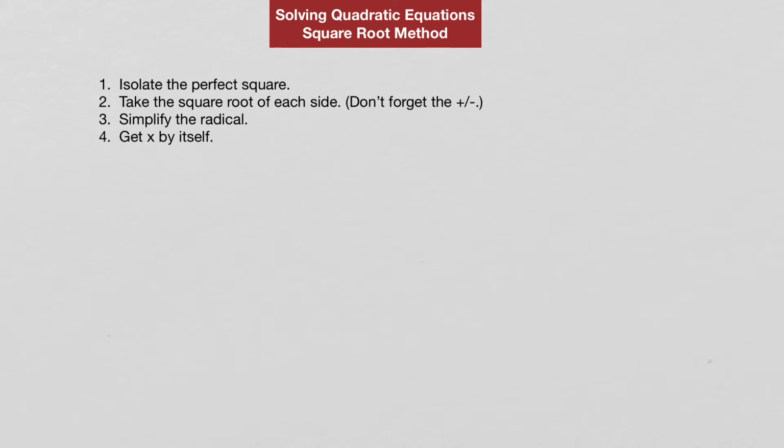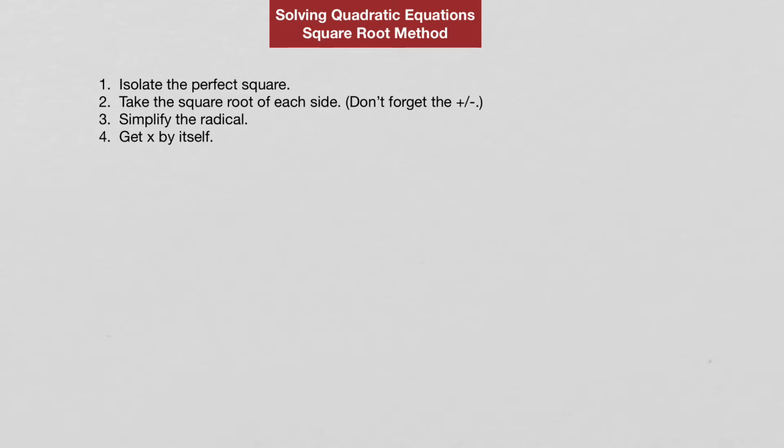So number 1, you want to isolate the perfect square. Then you want to take the square root of each side. And when you do that, you can't forget the plus or minus sign. Then you're going to simplify the radical, and then you're going to get x by itself. So let's demonstrate this with a few examples.